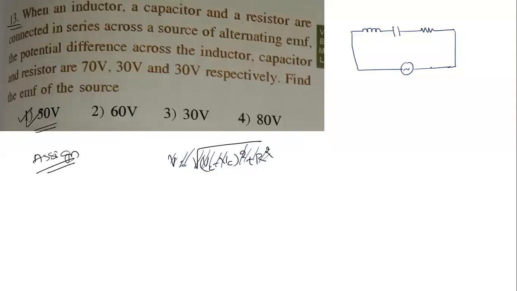The potential difference across the inductor is how much? 70 volt. Across the capacitor, 30 volt. And across the resistor is how much? 30 volt again. Now we need to find the EMF of the source.